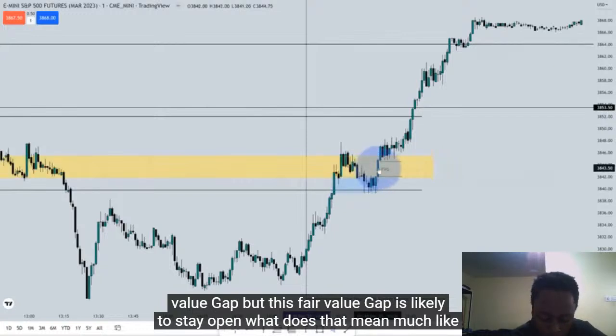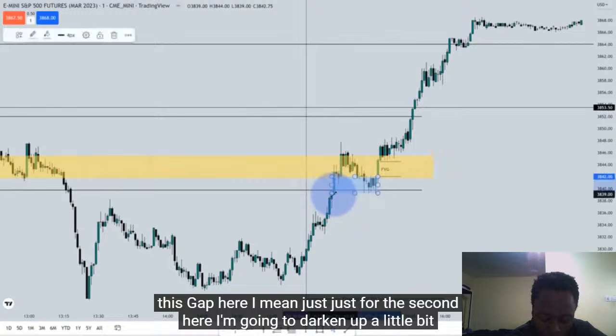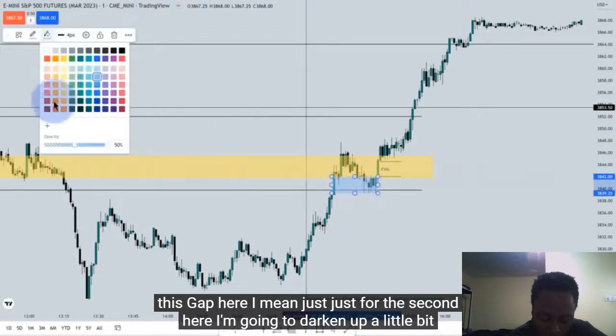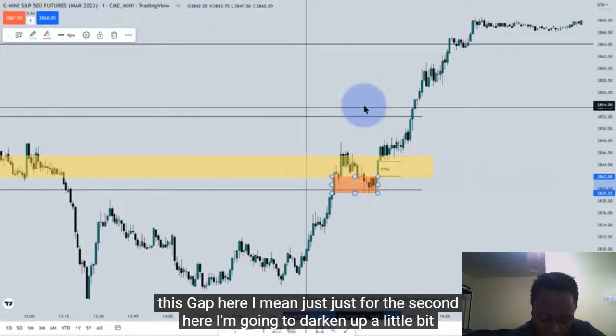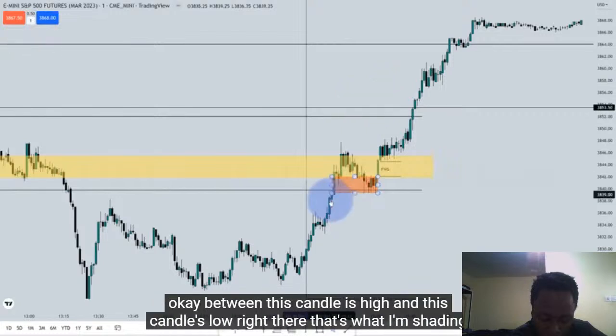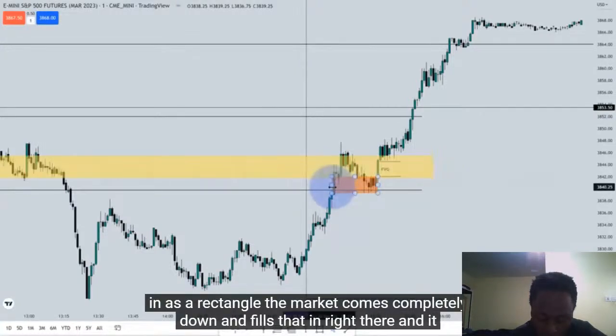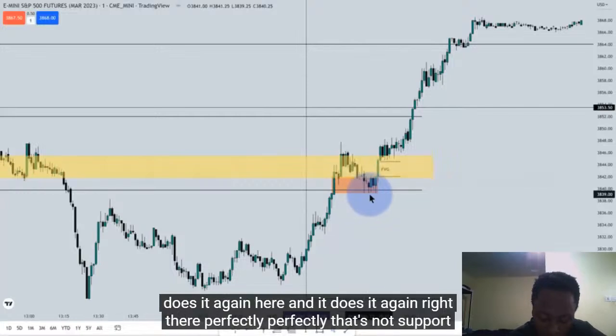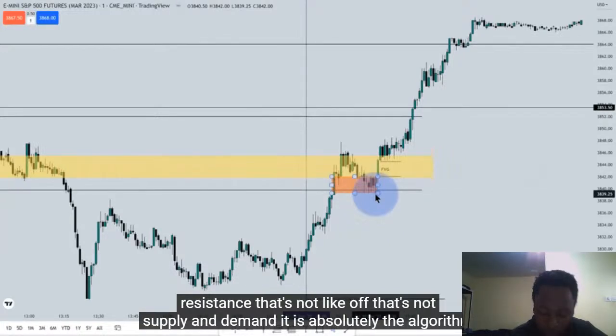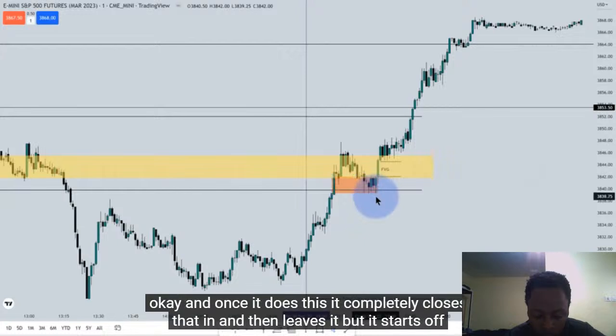What does that mean? Much like this gap here, just for a second, I'm going to darken it up a little bit. Between this candle's high and this candle's low right there, that's what I'm shading in as a rectangle. The market comes completely down, fills that in right there. And it does it again here, and it does it again right there. Perfectly. That's not support and resistance. That's not Wyckoff. That's not supply and demand. It is absolutely the algorithm. And once it does this, it completely closes that in and then leaves it.